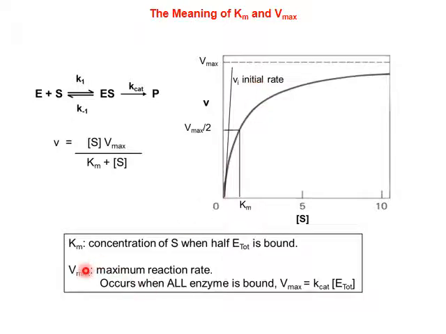All right, so just remember, Km is the concentration of S when half the enzyme total is bound. In other words, your half Vmax. And Vmax is the maximum reaction rate, the theoretical limit. It occurs when all enzyme is bound, so Vmax equals Kcat times E total. So if you want Kcat, find Vmax, know how much enzyme you started with, and you can get Kcat. You want Km? Know what Vmax is, cut it in half, look at your curve, drop it down, and you've got your Km, all right?